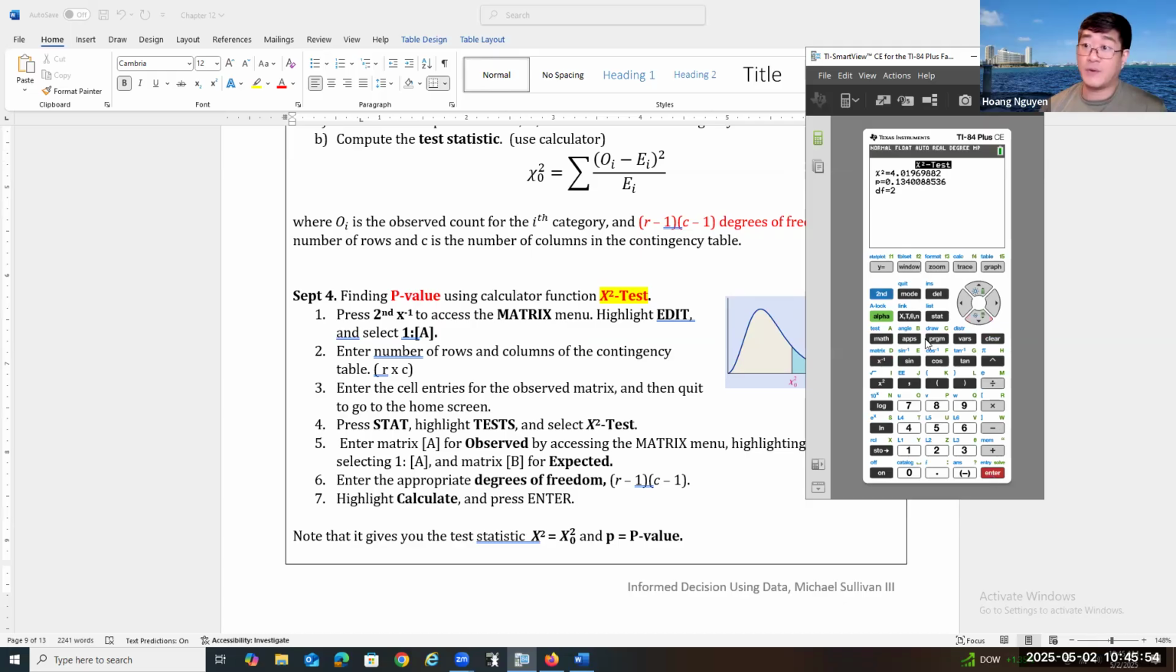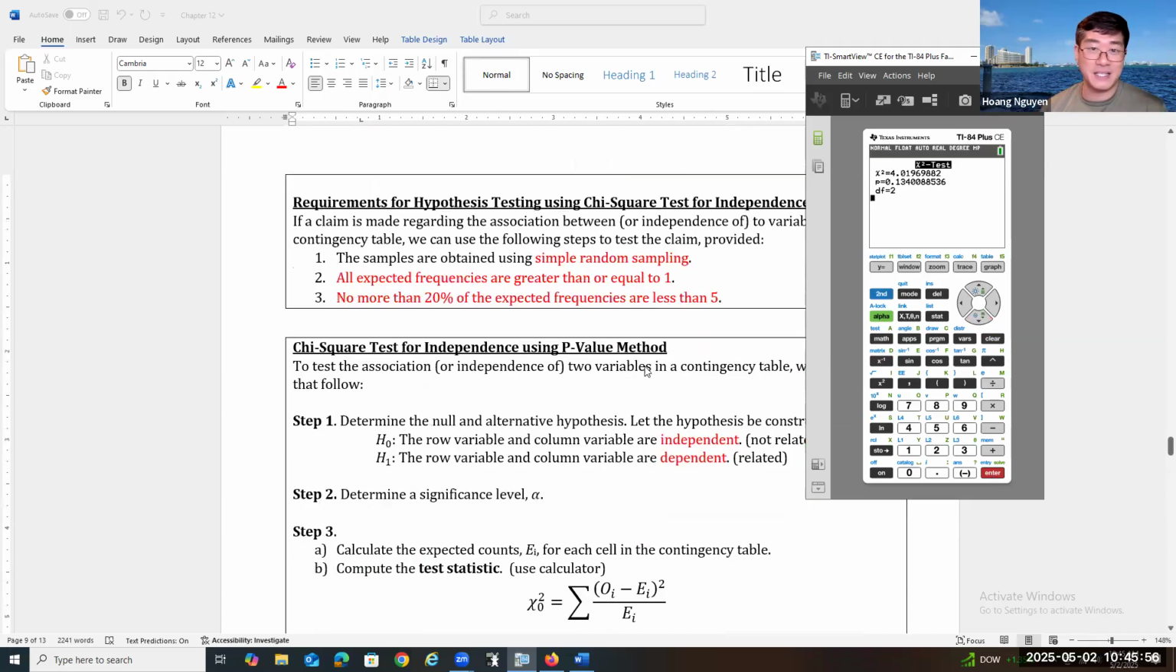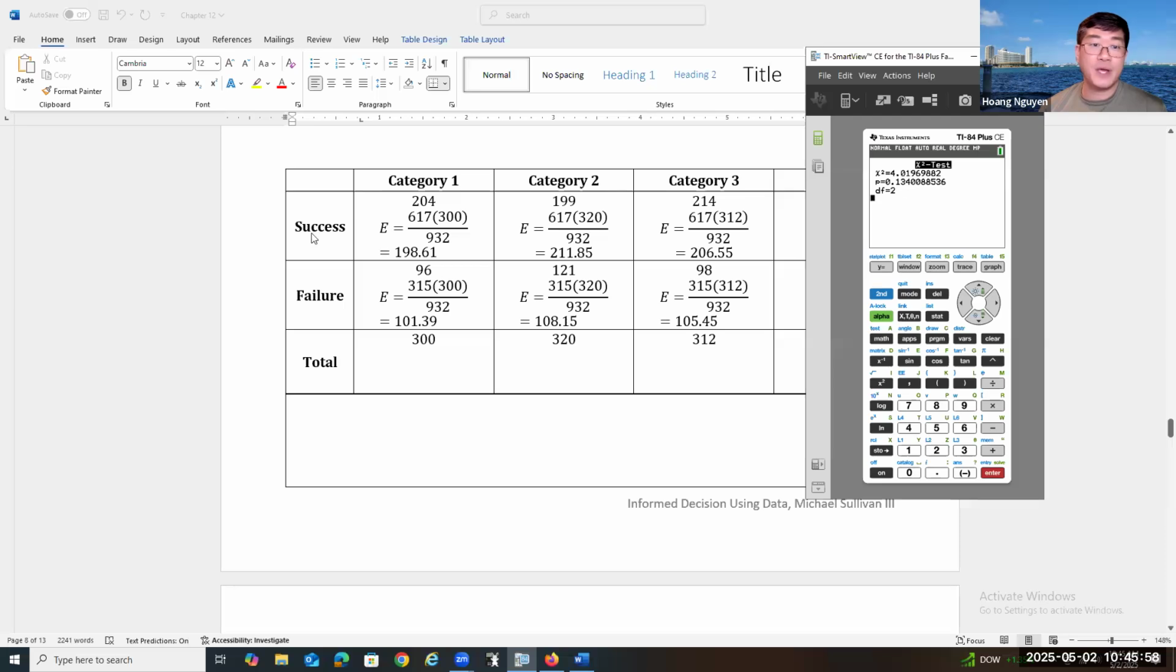Oh, I need to modify the degrees of freedom. Yes, so luckily I got it right. So in this case, we have two rows. So we're gonna take the number of rows minus 1, which is 2 minus 1, times the number of columns minus 1. So we got 3 columns, so 3 minus 1 is 2. So 1 times 2 is 2. So degrees of freedom is 2.